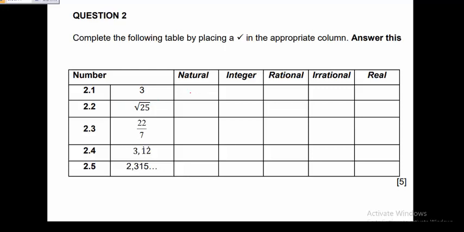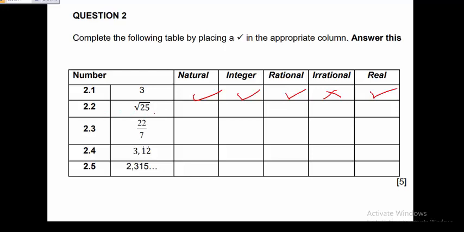So this time they are starting off with a 3, which we do know very well it's a real number. We therefore are going to tick. This is a real number. It's also an integer. It's also a rational number. So therefore it cannot be irrational. It's also a real number. So we're done with that.